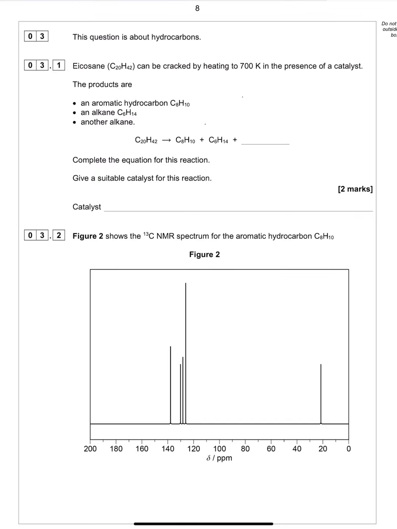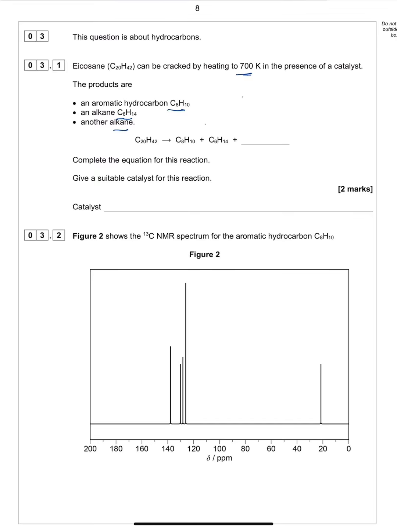The first question gives you C20H42 as a hydrocarbon, which has been cracked by heating to 700 K in the presence of a catalyst. The products are an aromatic hydrocarbon, an alkane C6H14, and another alkane.